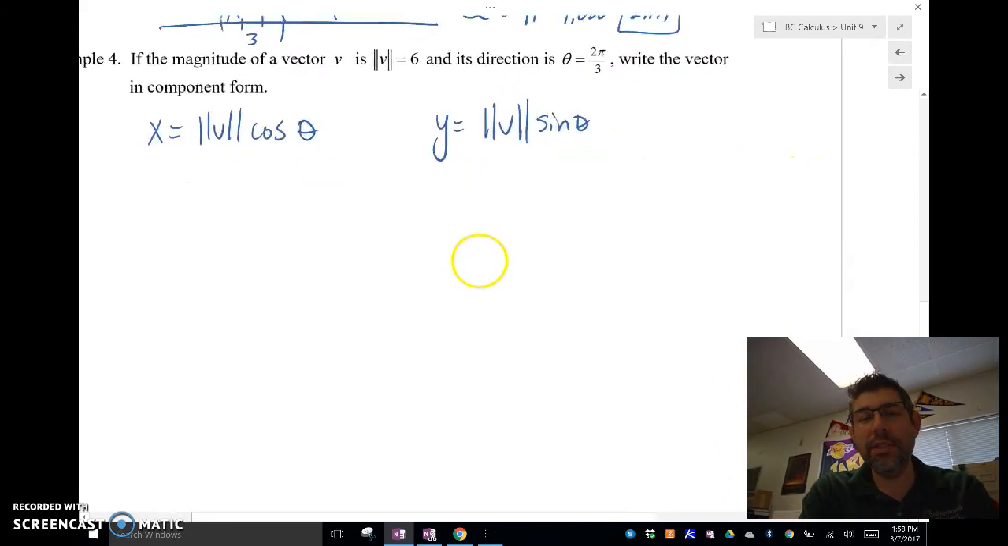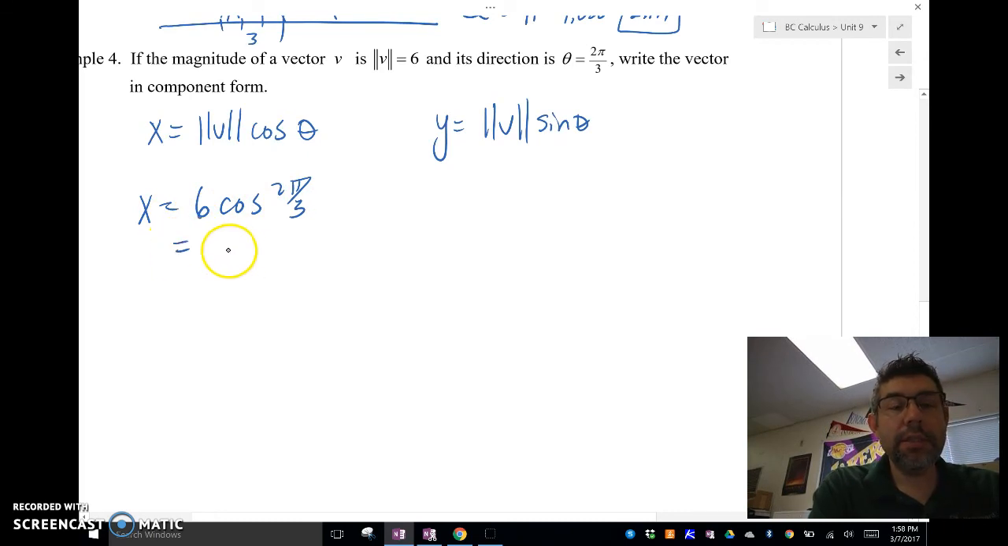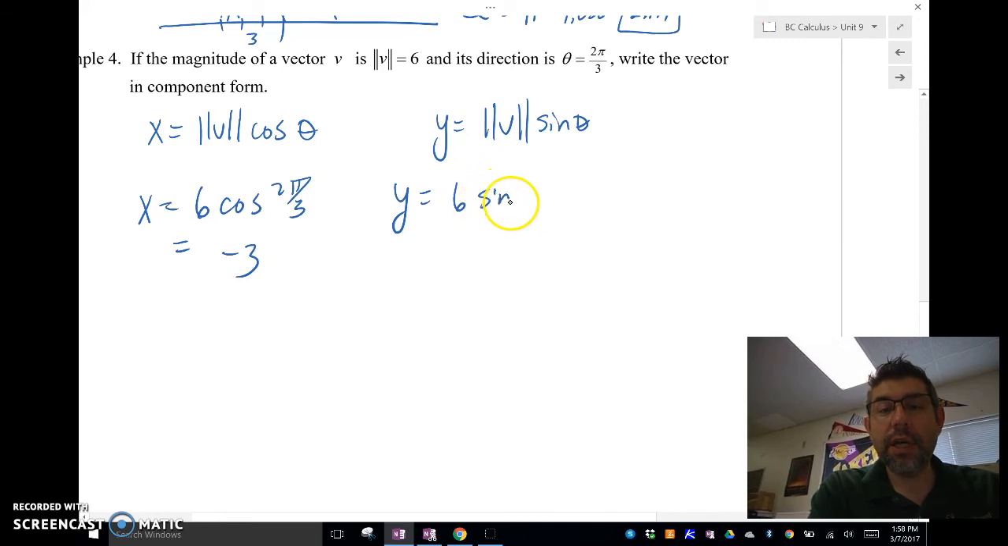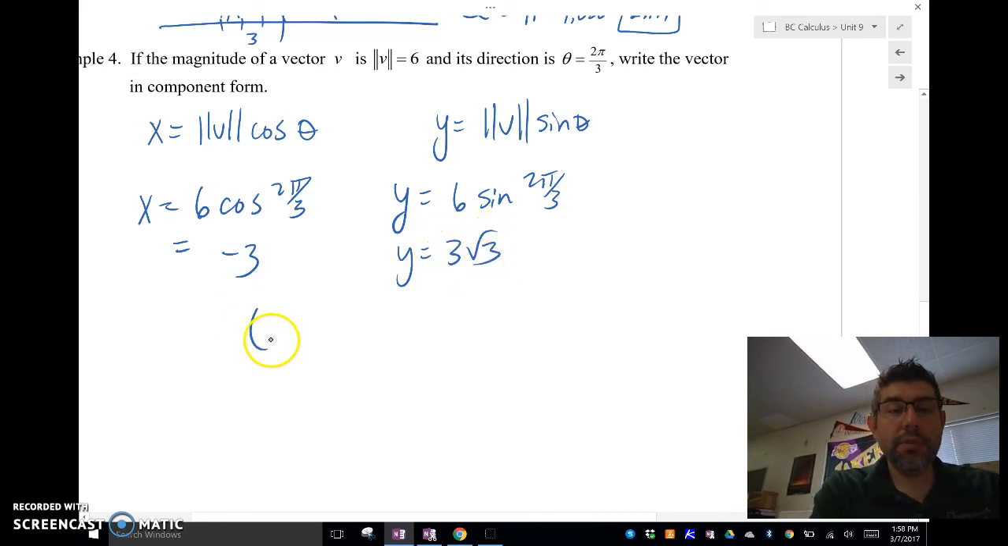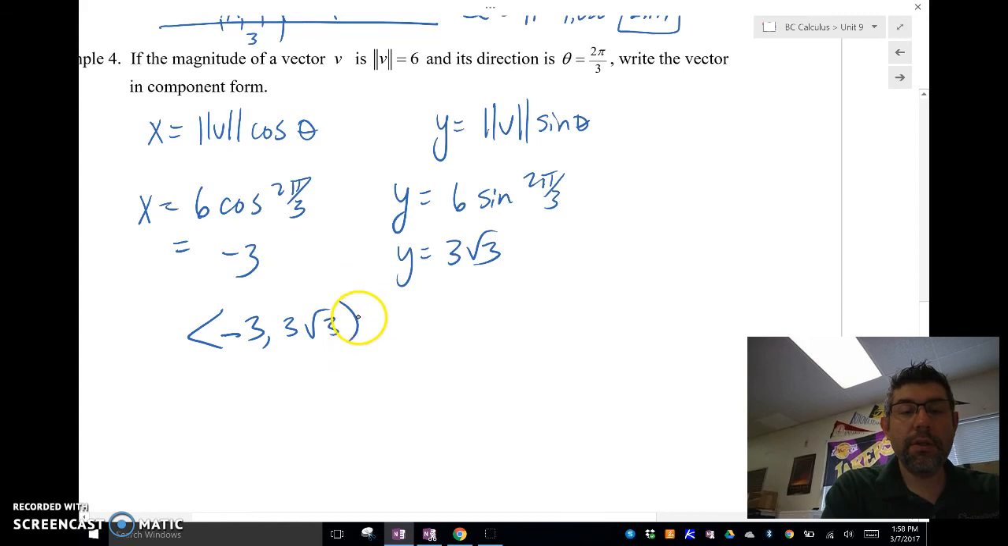And this is pretty easy because you know that in the unit circle the x goes with the cosine and the y goes with the sine. So the magnitude of the vector is 6 times cosine of 2 pi over 3, and that's going to give you -3. And then the magnitude of the vector here, 6 times sine of 2 pi over 3, and that's going to give you 3√3. And so your answer here is component form, so we want to put little carets, -3, 3√3. Carets. All right, and that's it.